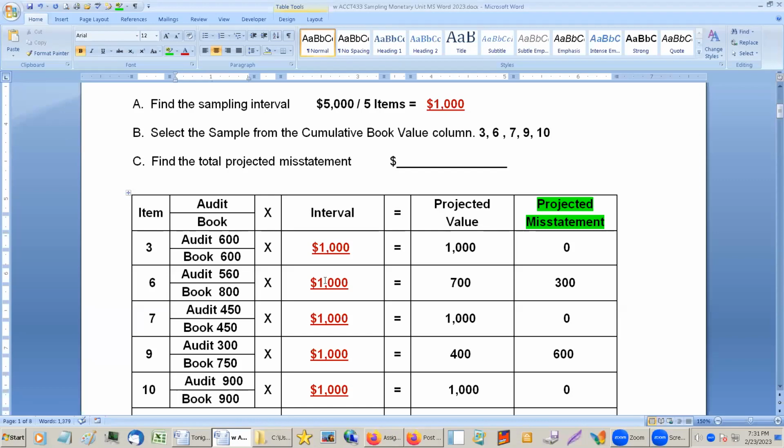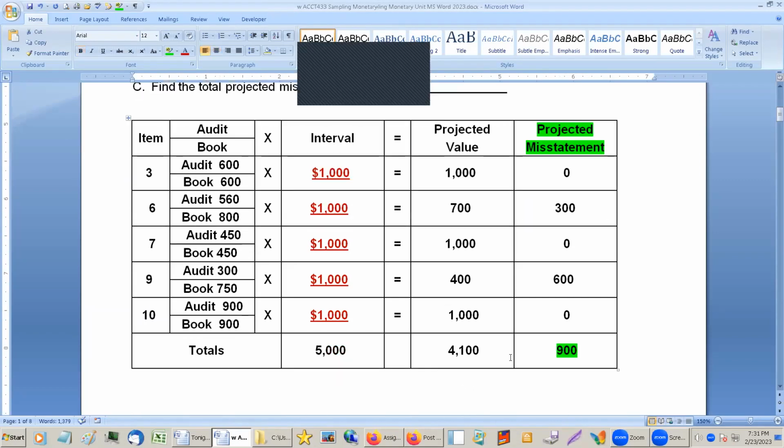So things that might be understated, like liabilities and expenses, this isn't a very good method for. But things that are classically overstated, like assets and revenues, it's good for finding. And again, the more that they do it, the more likely it is that it'll be caught. So that's kind of the advantage of it. Oh, projected misstatement, 900.